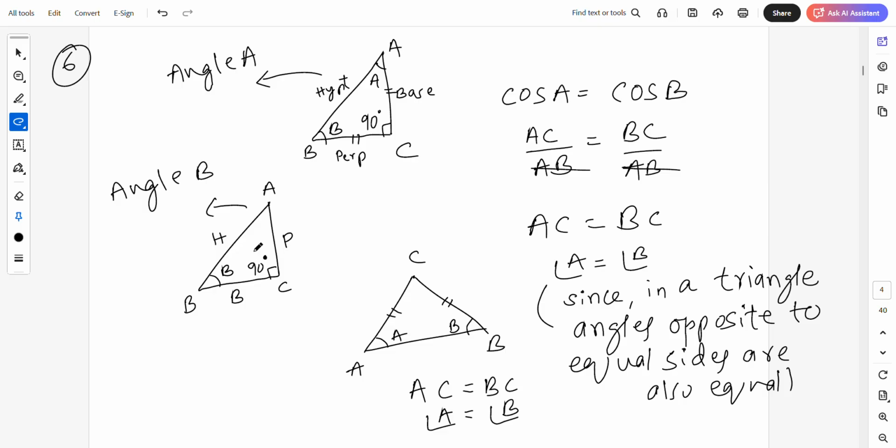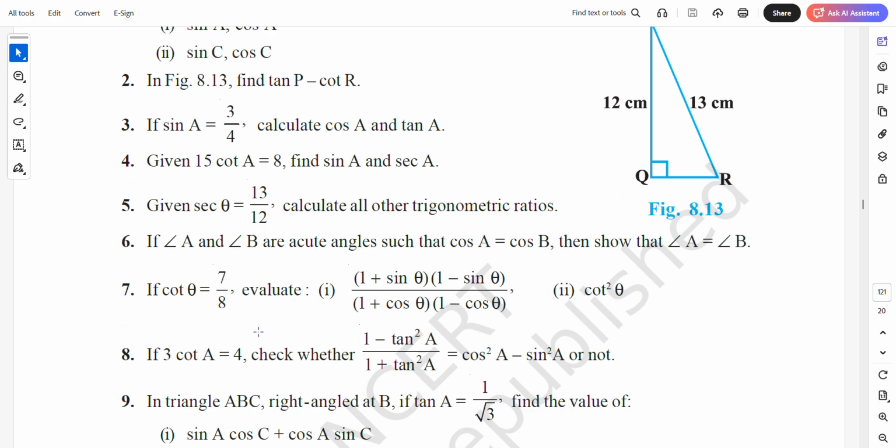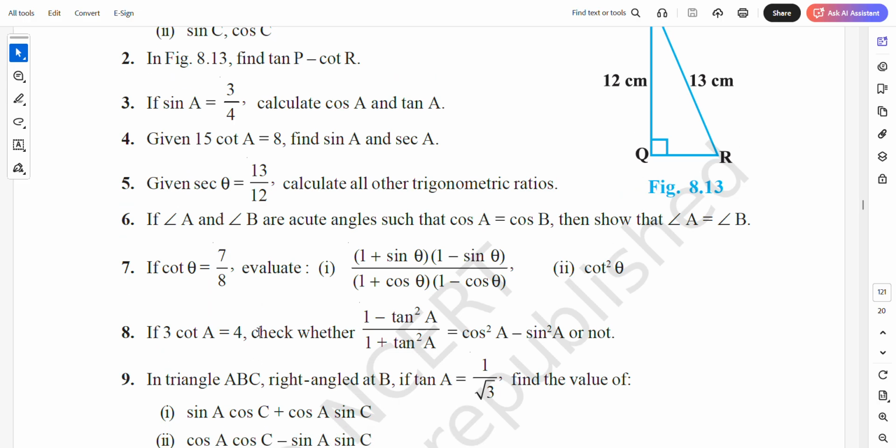Okay. Students, we have covered these 6 problems. In the next video, I will be solving the remaining problems for you.